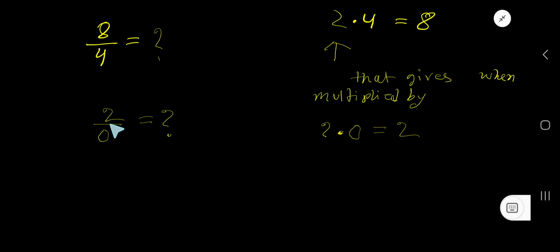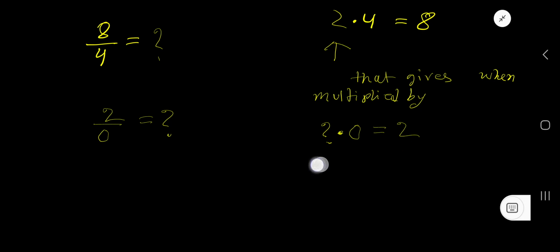Again, come here, 2 divided by 0. This is the division statement, and this is the related multiplication statement. Can you guess what multiplied by 0 gives you 2? Can you find any number? Okay, 1. 1 times 0 is 0.